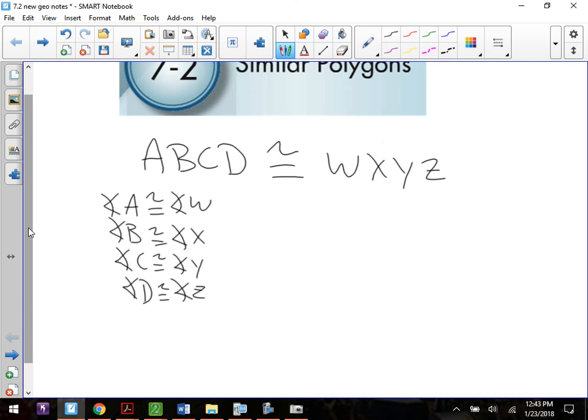What winds up being different between what's called a congruency statement and what we're talking about today, a similarity statement, is that you don't have the equal sign. That's a similarity statement. A similarity statement has that single tilde, I believe it's called, or squiggly.